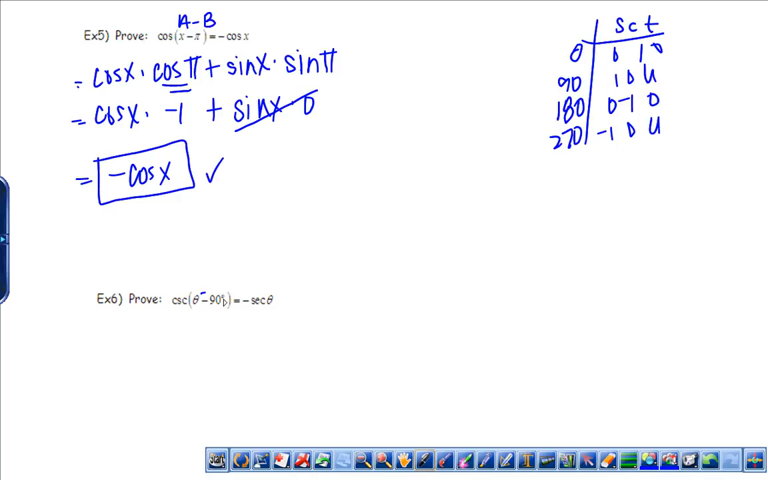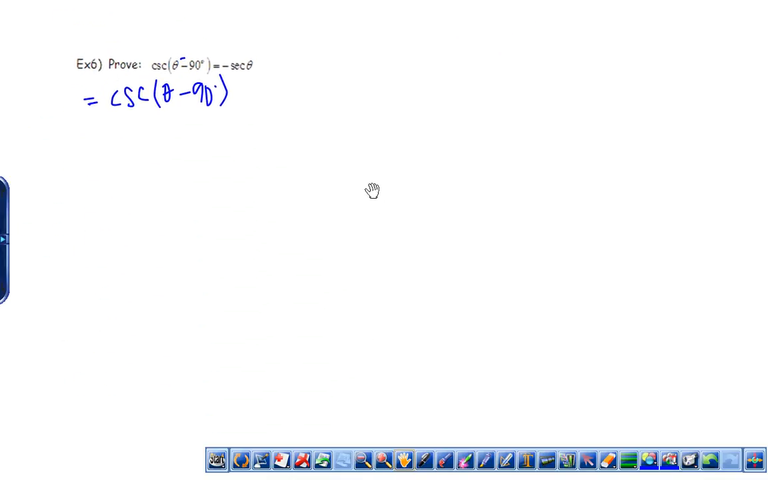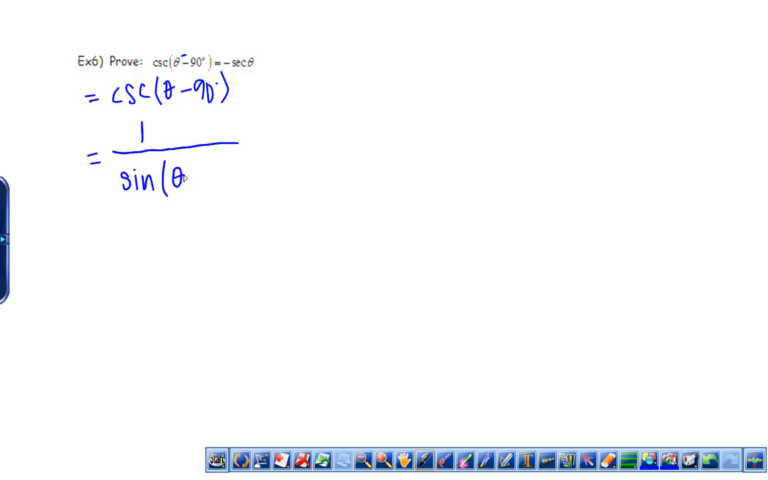Okay, this bottom one, it says prove this value. Okay, this one is a little bit different because I don't have anything that says cosecant. But I do know cosecant is 1 over. So I forgot by writing my original. So sorry. So cosecant of theta minus 90 is my original. And how about we fix that by changing that to 1 over sine. And then we do have properties that have sine in them. That's going to make that a little bit easier.